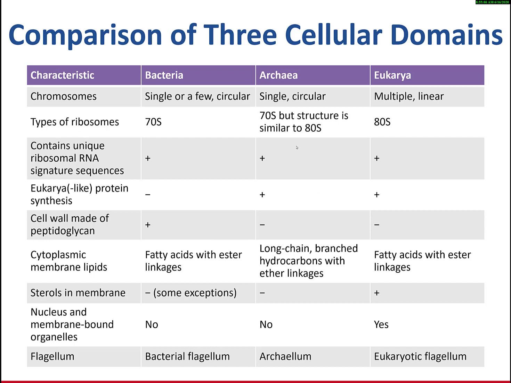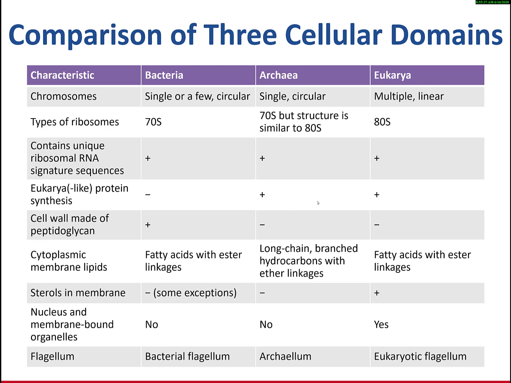So I would look at this chart, looking at bacteria and eukarya. The 70S size in Svedberg units of ribosomes versus 80S. Those are the two I really want you to know, because when it comes down to it, this is one easy way we distinguish between prokaryotes and eukaryotes. Contains unique ribosomal RNA signature sequences. They all do. Eukarya like protein synthesis, so archaea kind of wins that.